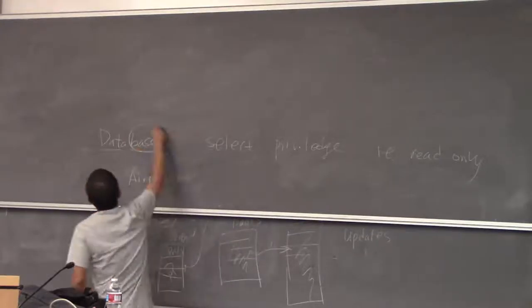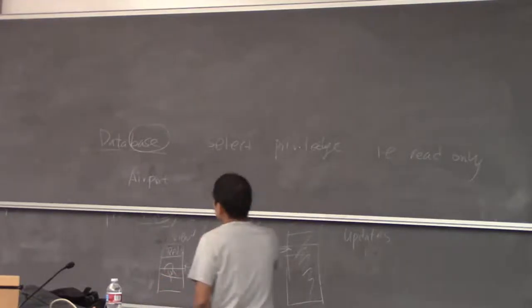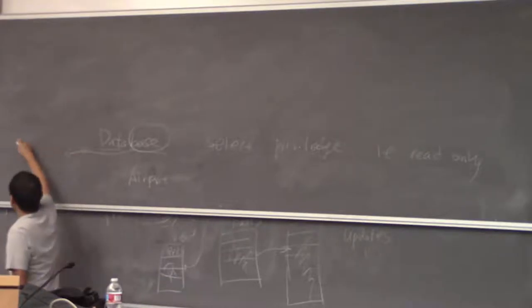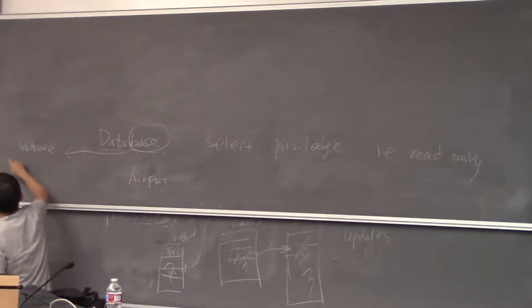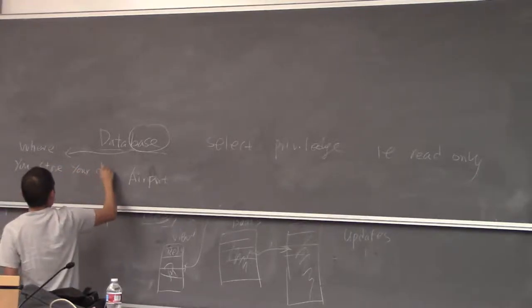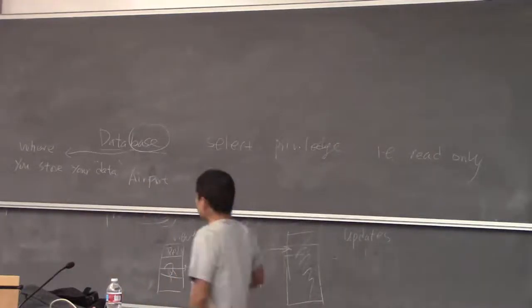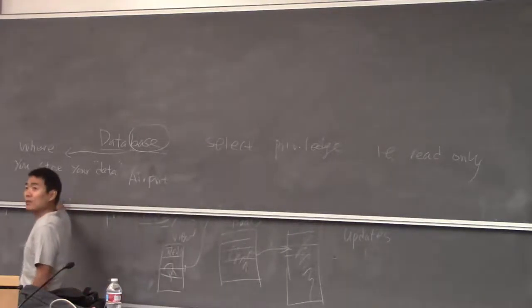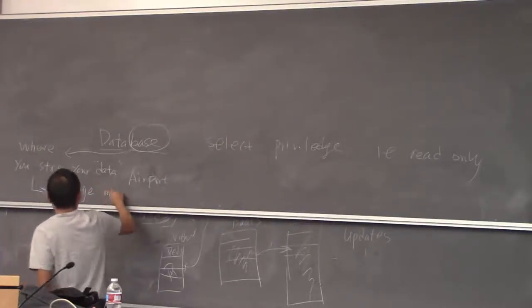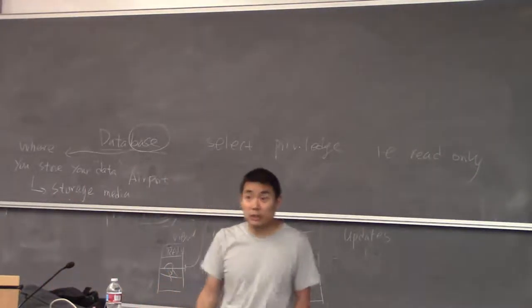So when you talk about the kernel of the database, we have to understand what our base is. And the base is where you store your data. And that leads to the first discussion in understanding the kernel, which is the storage media of your data.